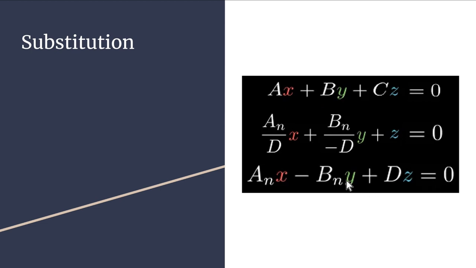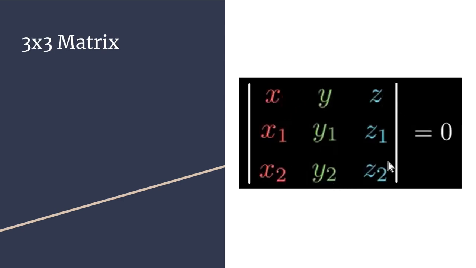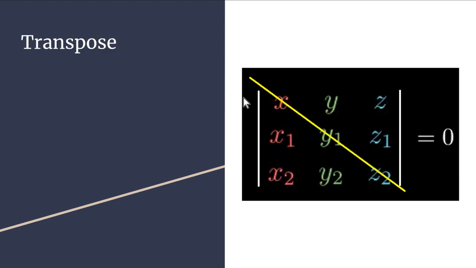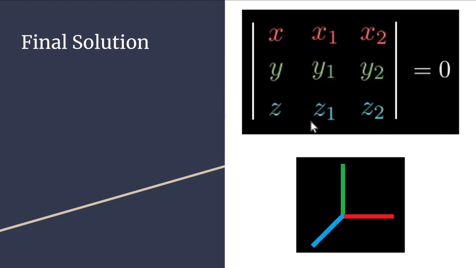You may think this solution is in simplest form, but the left-hand side of this equation is the determinant of the following 3x3 matrix. If we take the transpose of this matrix, that is, if we flip the positions of the components about the main diagonal, our determinant remains the same. Therefore, we have the following equation for our plane.